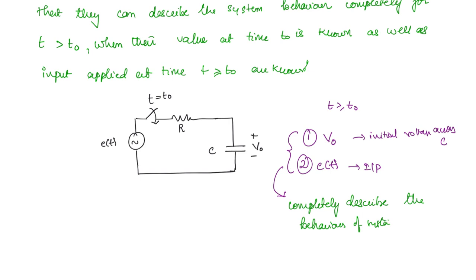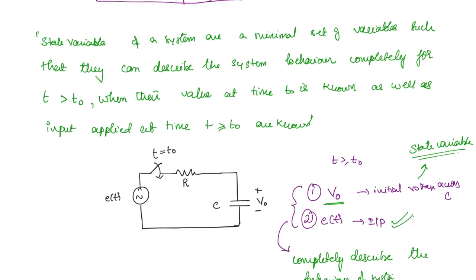Now here this is the input. What is V naught? This will be the state variable. So for this circuit we need only one state variable to describe the entire system. That is the definition here: state variables of a system are a minimal set of variables such that they can describe the system behavior completely for time t greater than t naught.